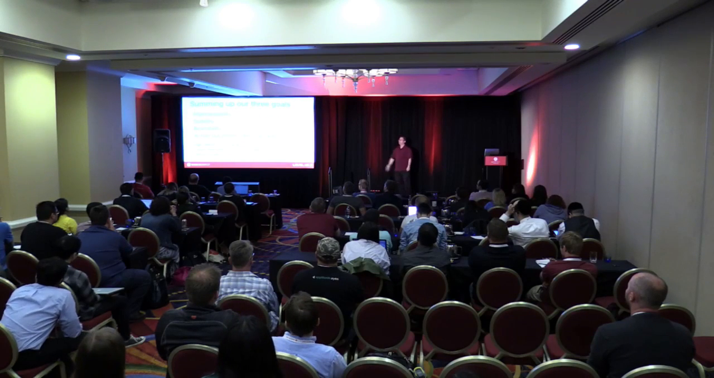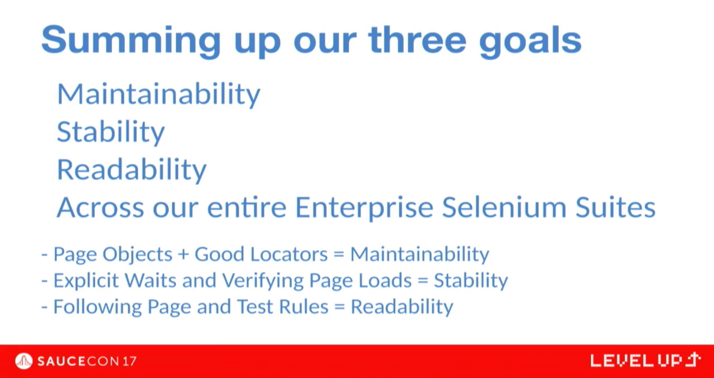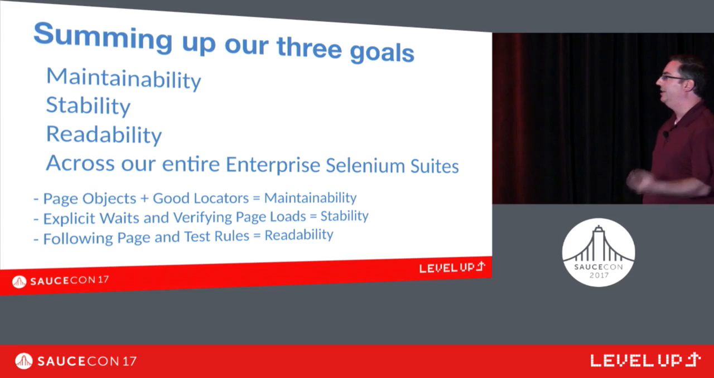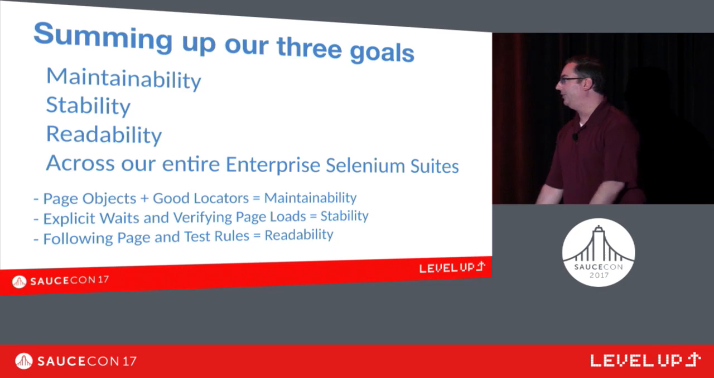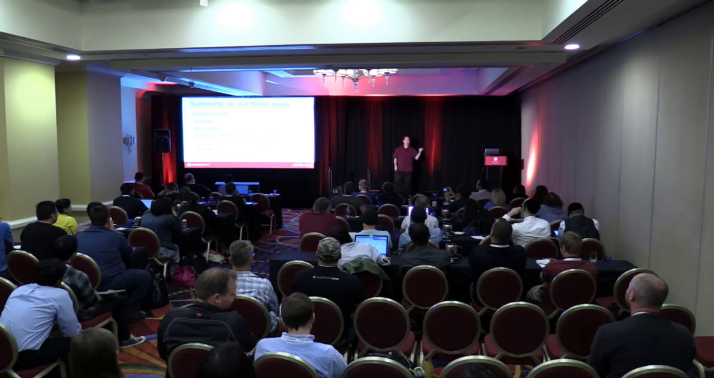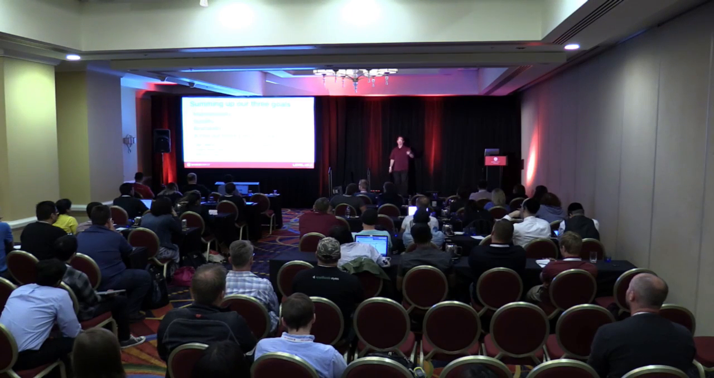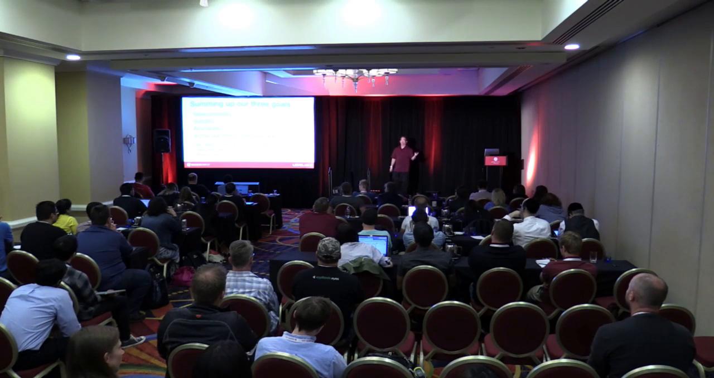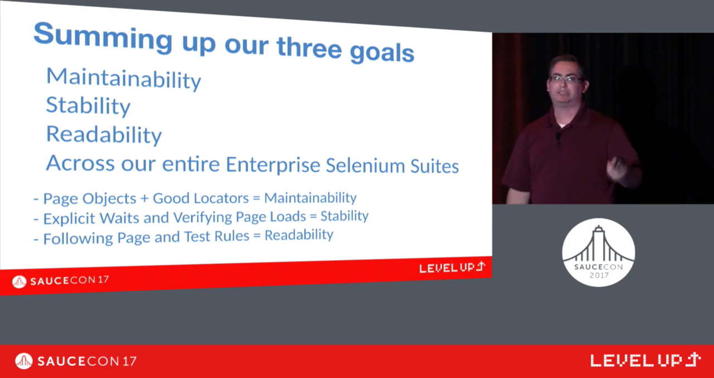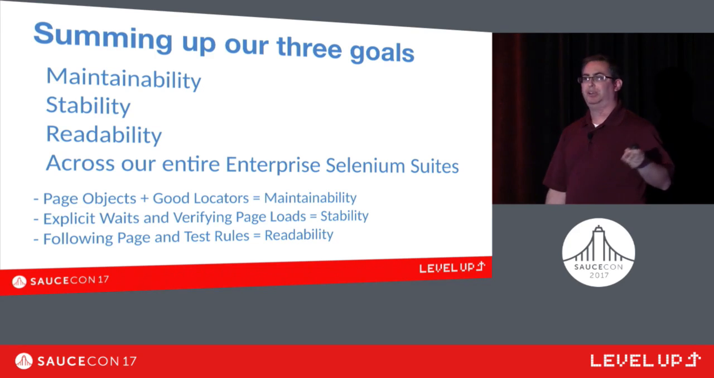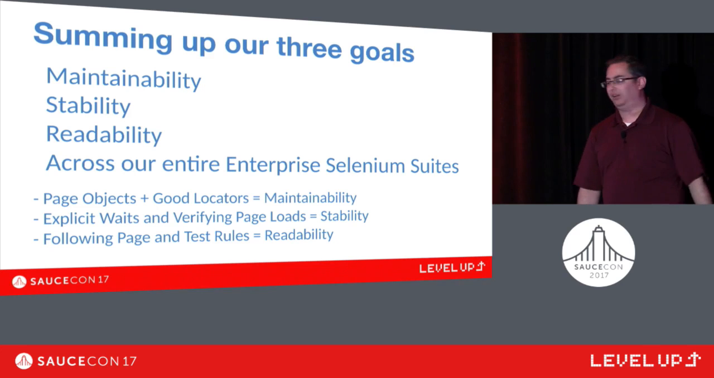So in summation, we get all three of the things that we're after. We get our maintainability, our stability, and our readability. Page objects and good locators give us the maintainability. The explicit waits and verifying page loads give us our stability. And for readability, we want to follow those two rules. Page objects can contain locators and action methods, not asserts. Tests can do asserts and make calls to page objects, but there are no Selenium commands in either one, and certainly no locators in our tests.